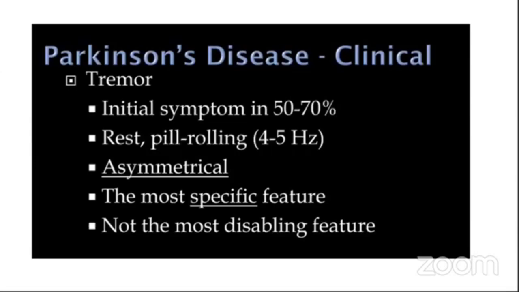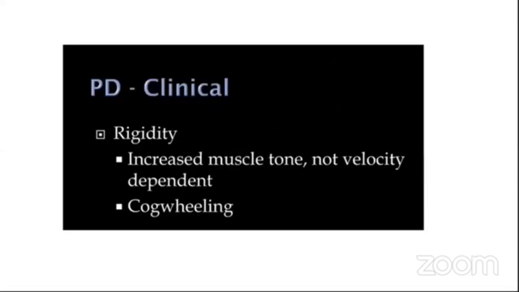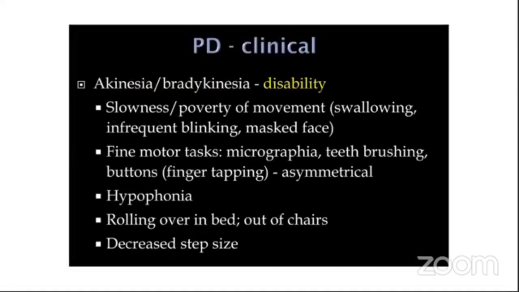The most specific features: R for rigidity, it may be cogwheel rigidity or lead pipe rigidity. A for akinesia, bradykinesia, there is slowness or poverty of movement. Fine motor tasks are hampered, like micrographia, where the writing becomes smaller. There are problems in teeth brushing and buttoning, and it is usually asymmetrical. There may be hypophonia, the voice may be low, and the step size is small. These all are features of bradykinesia.